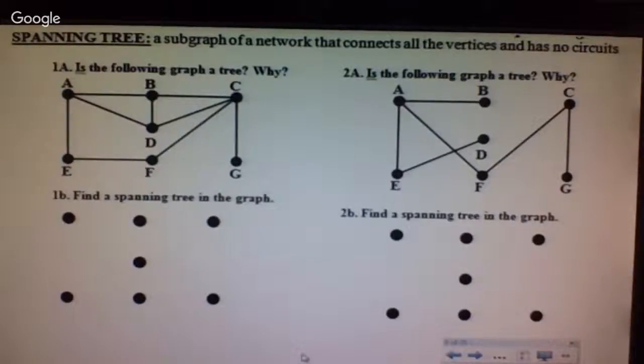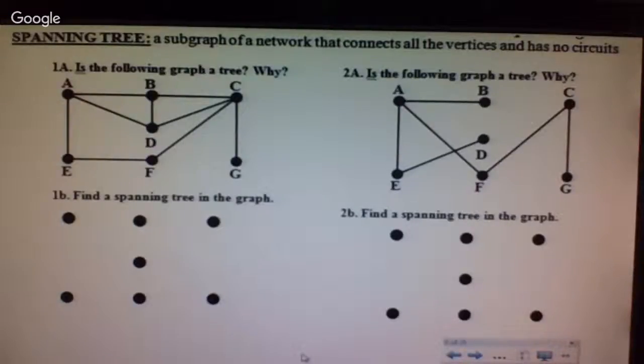All right, so we need to talk about how to identify spanning trees, how to draw spanning trees, and how to determine how many different spanning trees you can actually get from a picture. So let's first talk about the basics.